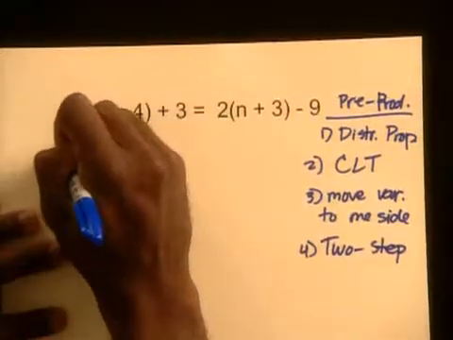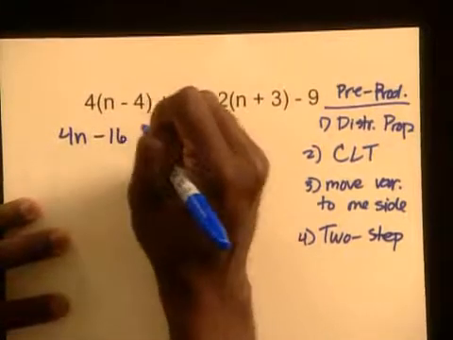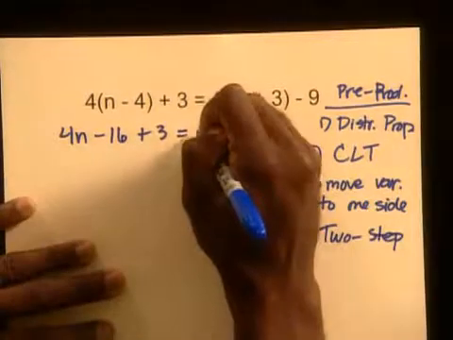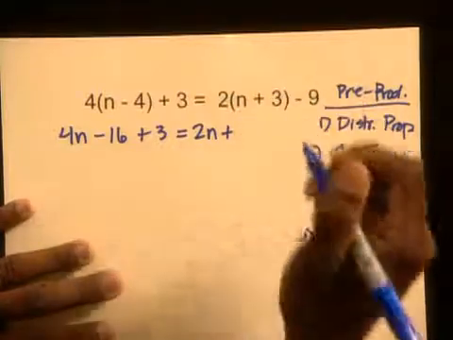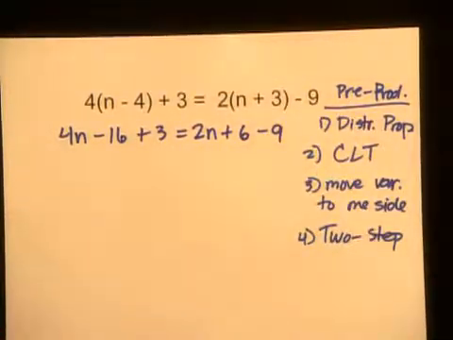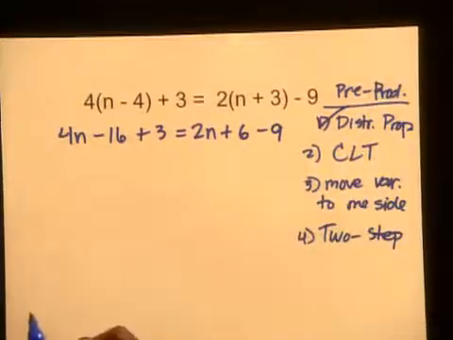Okay. So first we're going to distribute. So 4n minus 16 plus 3 equals 2 times n, which is 2n, plus 2 times 3, which is 6, and then we still have that minus 9, all right? Okay. So the distributive property is done.